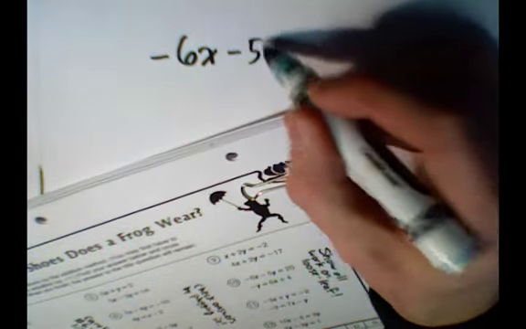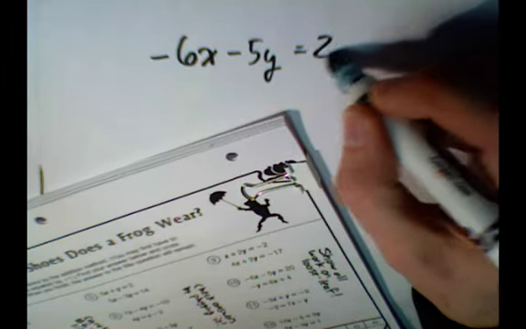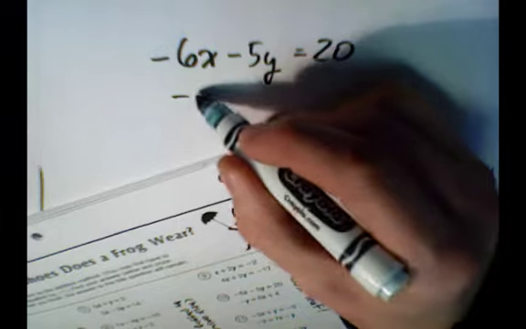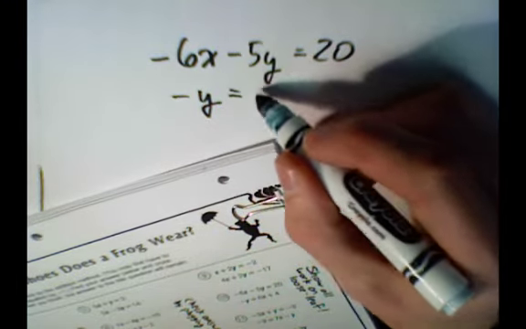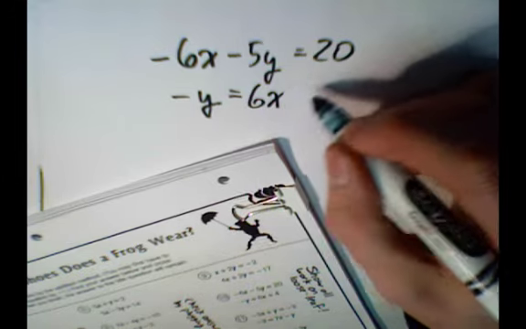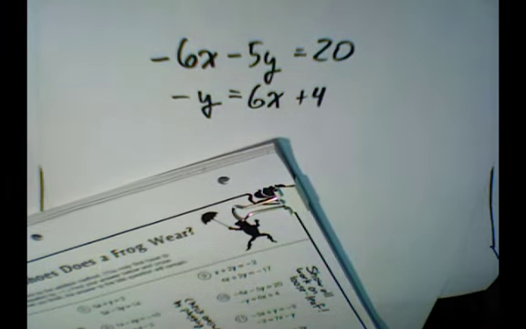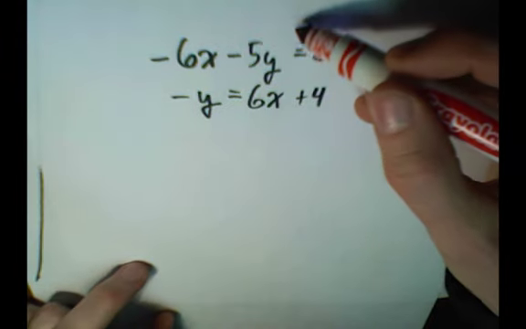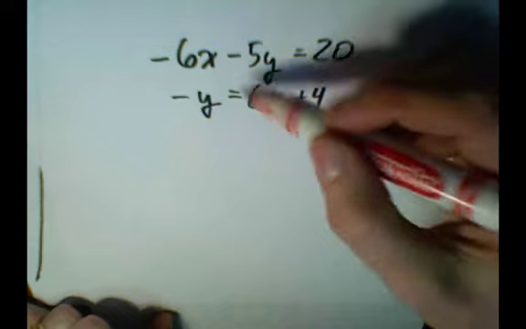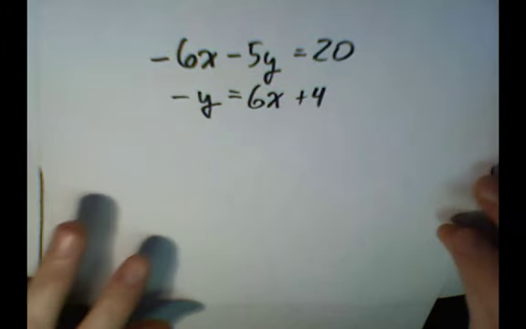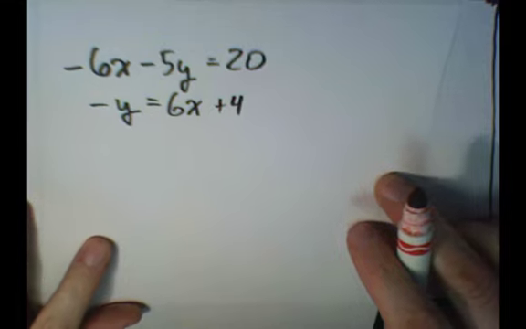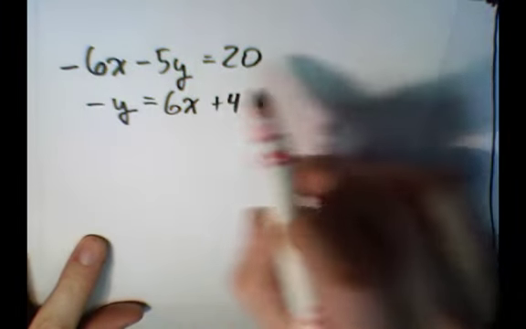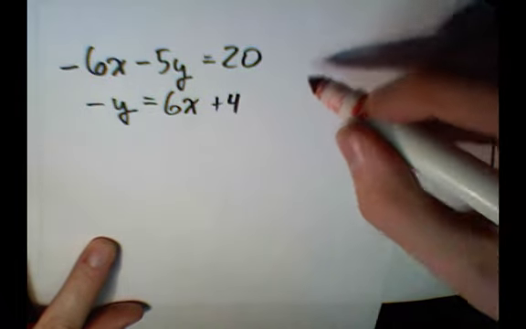-6x minus 5y equals 20, and -y equals 6x plus 4. Now I hope you see that our like terms are not lined up. First of all, our equal signs are not lined up. Our like terms are not lined up. So why don't we shift this over a little bit? And I like this equation just the way it is, but we're going to have to mess with this second equation. So let's rewrite this first equation.